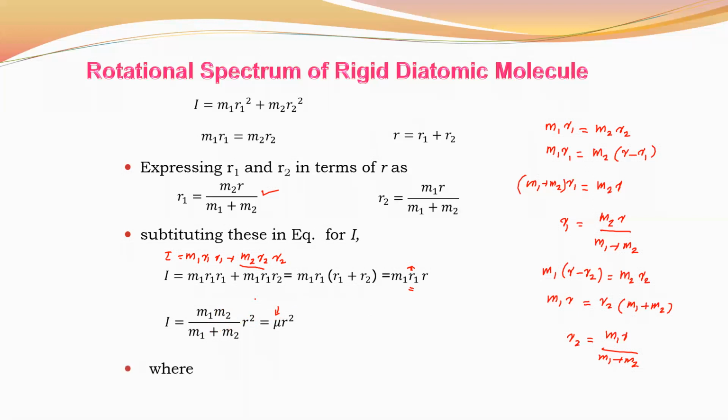Then what is mu? Mu is equal to M1 M2 divided by M1 plus M2, and that quantity is called the reduced mass of the molecule. Then we simply represent I is equal to mu R square.